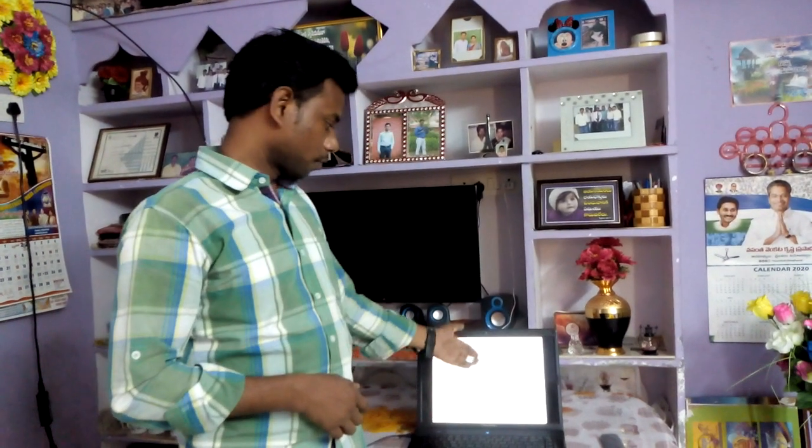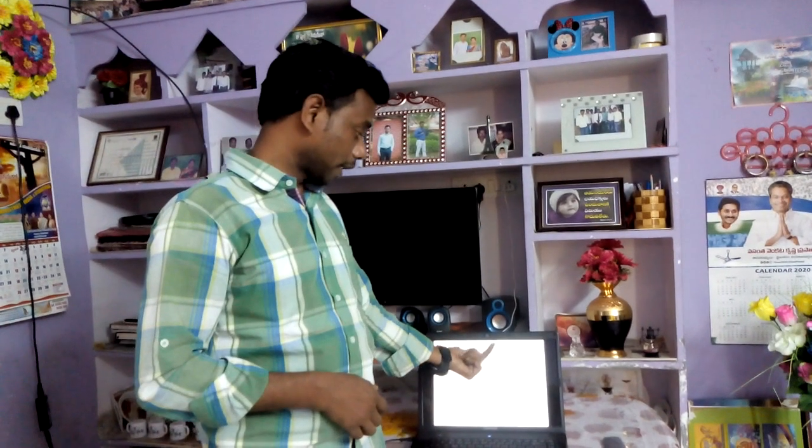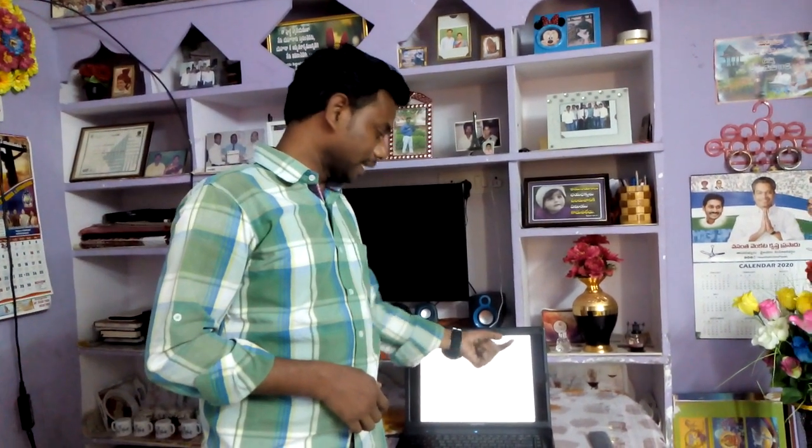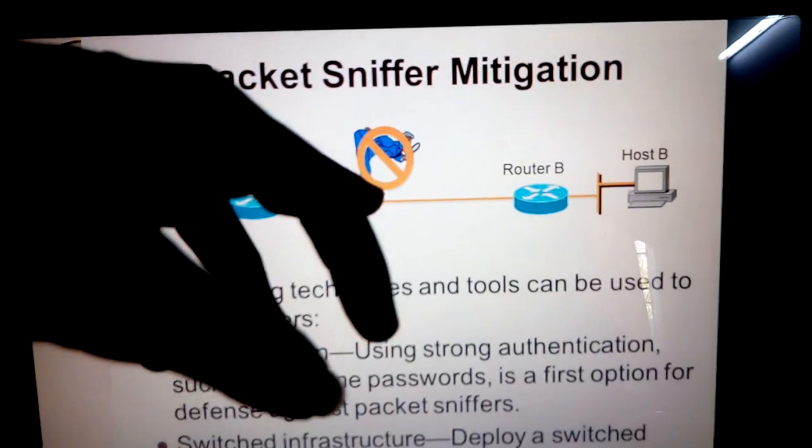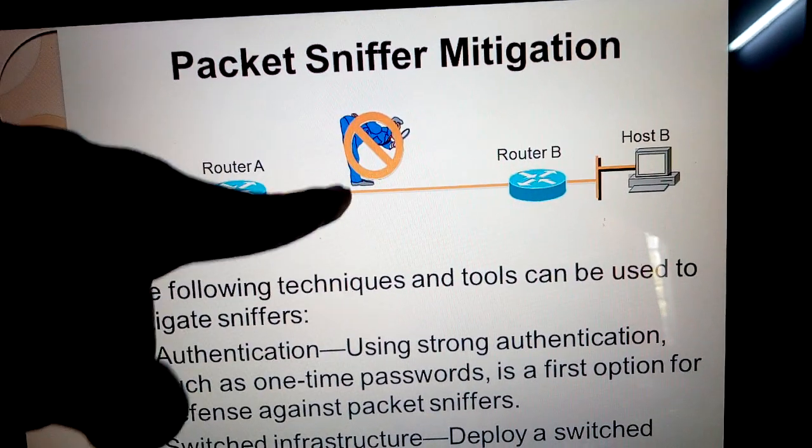So already we discussed what we call a packet sniffer. So here we can find out the packet mitigation, which in the sense is opposite to the packet sniffer. Here, when we observe this diagram, we deny the accessing information of a particular person.